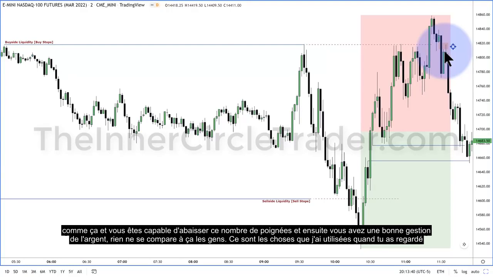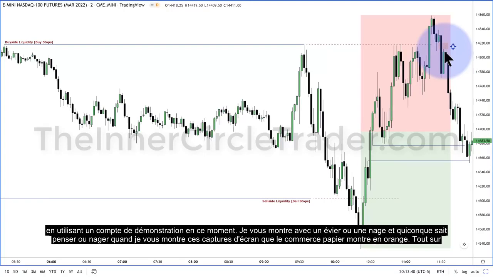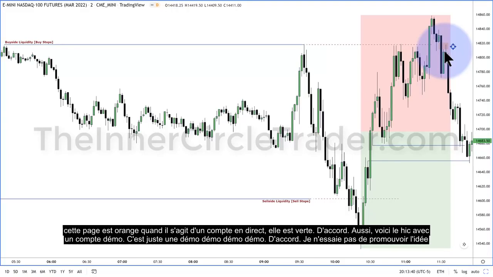These are the things that I use when you watched when I was on Twitter and I ran up the demo accounts really high. These are the types of setups I was using. These types of setups, and as the account grew, it was more demo account leverage. Well, I'm not using a demo account right now. I'm showing you with a Thinkorswim. And anybody that knows Thinkorswim, when I'm showing you those screenshots, the paper trading shows as orange. Everything on that page is orange. When it's a live account, it's green.